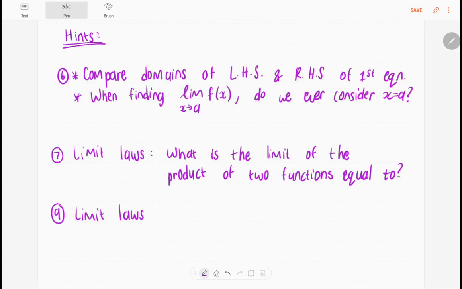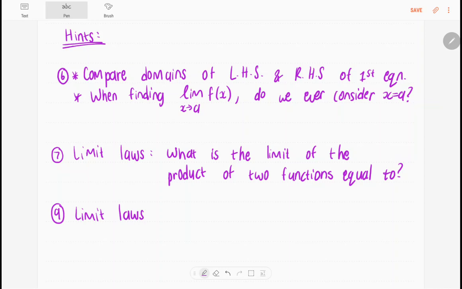Okay, so just a few hints, lastly, for the principal exercises of the tutorial. So for number 6, you are given two equations and you are asked what's wrong with the first one and why the second one is correct. For the first one, the hint is to compare the domains of the left-hand side and right-hand side of the equation. And then for the second equation, when we find the limit as x approaches a of a function, do we actually ever consider x when it equals the value a?